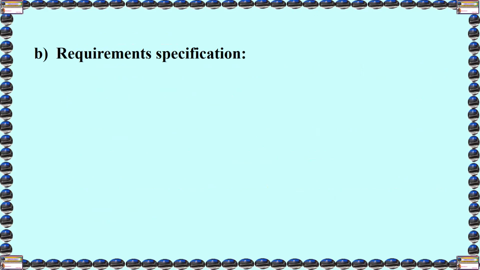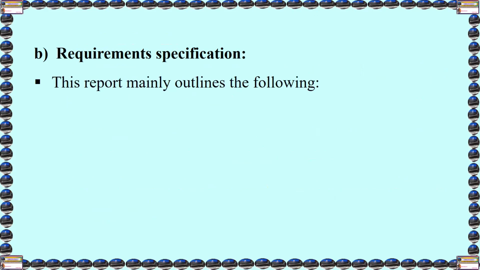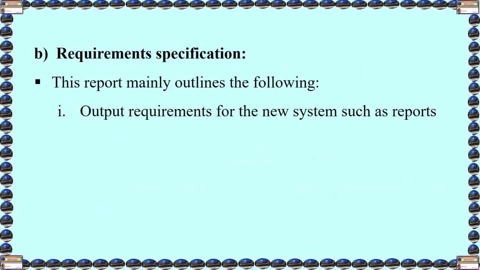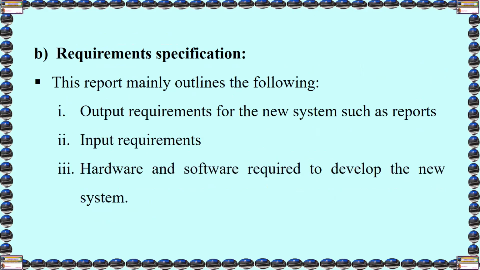Number 2 is requirements specification. Now, this report mainly outlines the following. Number 1, the output requirements for the new system, such as reports. Number 2 are the input requirements. Number 3 is the hardware as well as the software which is required to develop the new system.